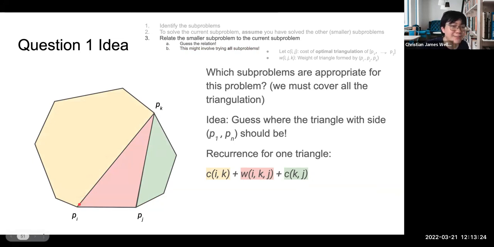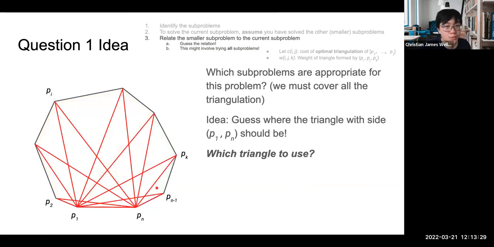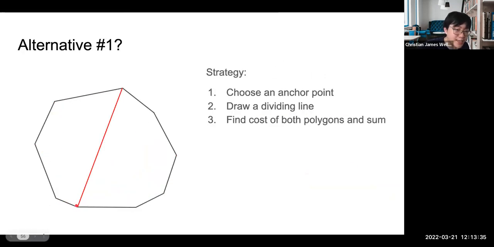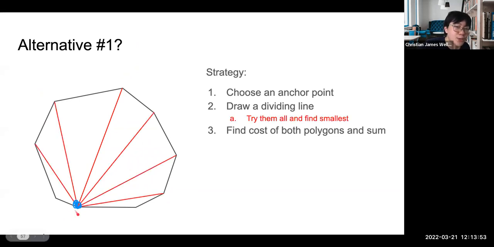So the question, one idea, is really to choose the first triangle, and I want to explore different alternatives that might work or might not work. The first alternative I propose is you choose an anchor point. Let's say you anchor based on this point over here, and then you draw a dividing line, find the cost of both polygons, and sum it up. So the full strategy is, based on this anchor point, you divide them all and find the smallest sum of the cost of both polygons.